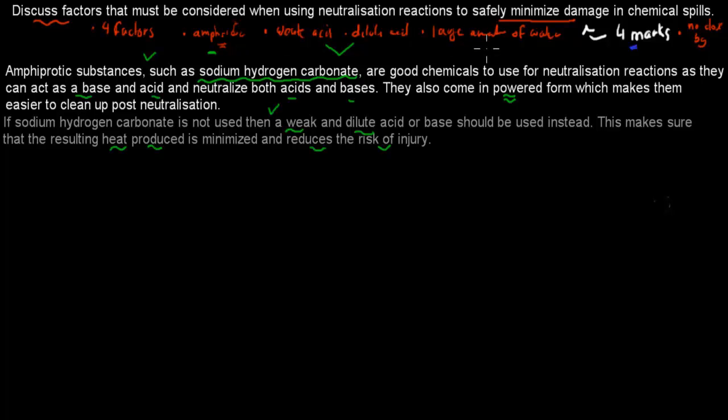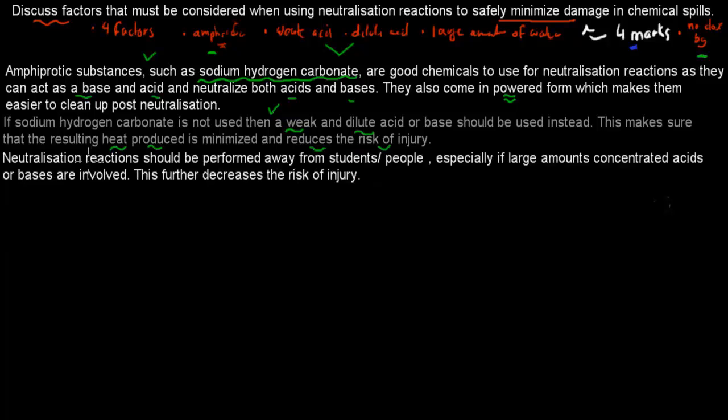And now I'm going to talk about having no people close by. Neutralization reactions should be performed away from students/people, especially if large amounts of concentrated acids or bases are involved. These are often when it comes to massive chemical spills. In your lab you probably have smaller ones, but still generally have as few people close by as possible, as this further decreases the risk of injury, especially of the heat-related injuries. So that's a mark as well.